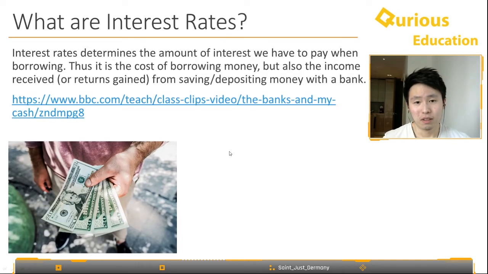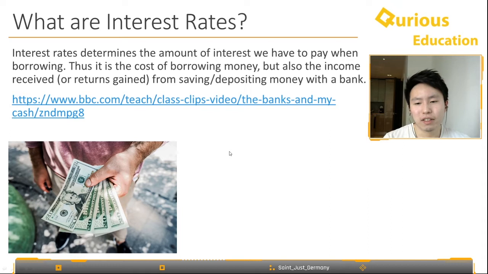Okay, so to begin, let's just have a look at what interest rates are. Interest rates are basically the amount of money we need to pay when we borrow money from the bank. So it's not just the original amount that we're borrowing that we have to pay, but also an additional cost of borrowing called interest. So that is what we call interest rates.